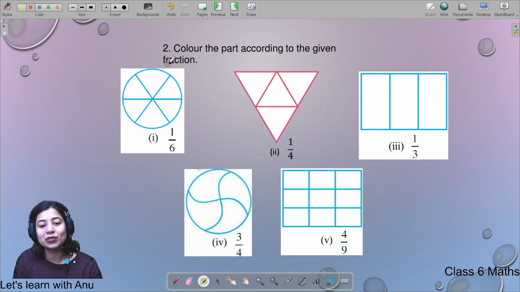Color the part according to the given fraction. So this question is very interesting because we have to do coloring. I know maximum of you love coloring. Even I love it. Let's do.